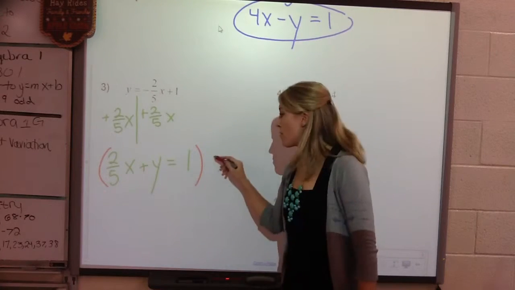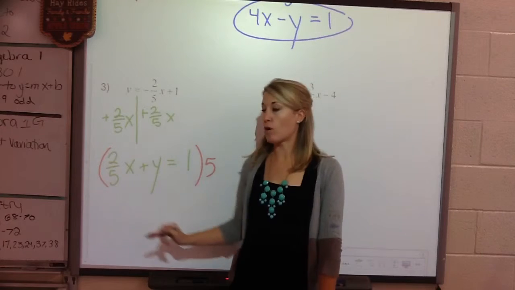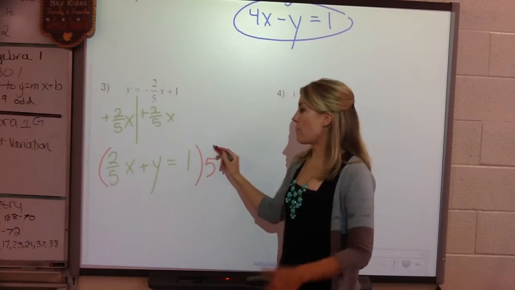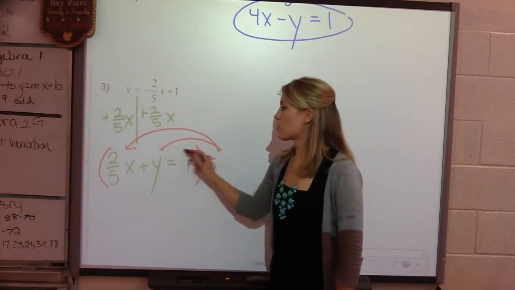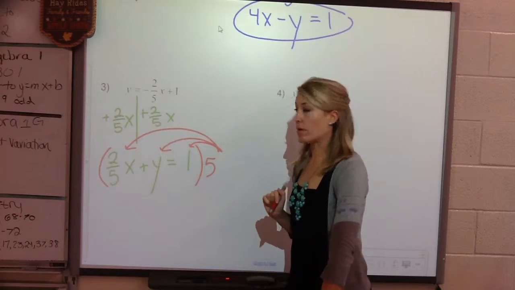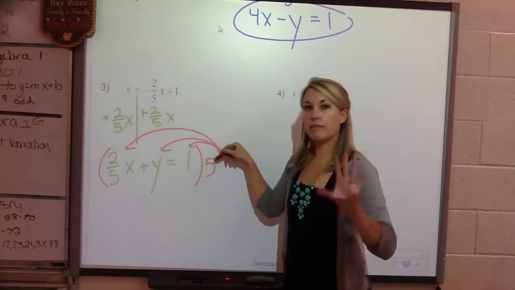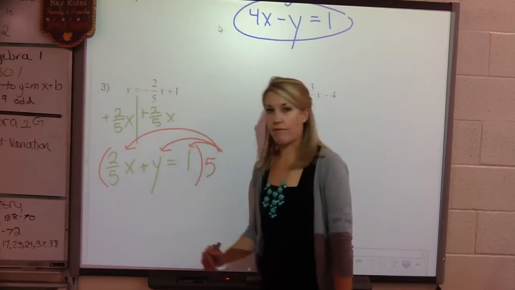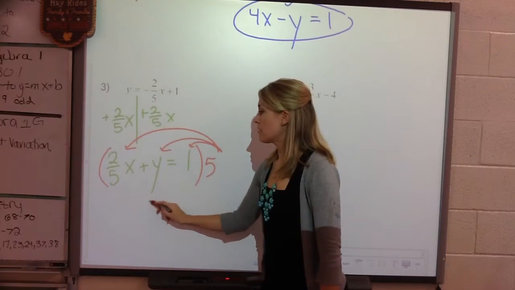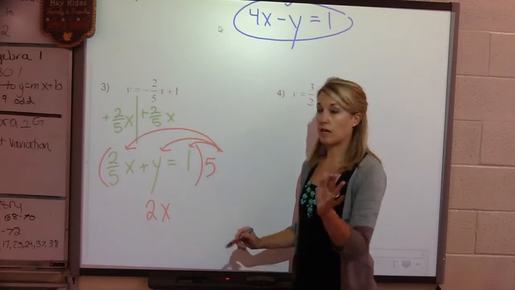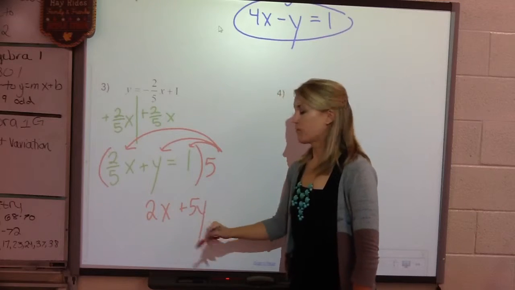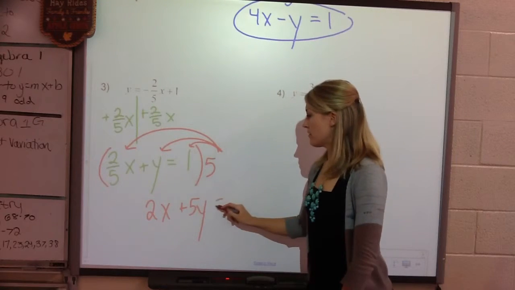I'm going to distribute. Now I'm distributing from the back only because I'm running out of room on my smart board. If I get rid of divide by 5 by multiplying by 5, hopefully this will work. You distribute that 5 to everything. Now again, fractions times a whole number. 2 times 5 is 10 divided by 5. 2 times 5 divided by 5 is 2x. So that got rid of the fraction. 5 times y is 5y. And then 1 times 5 is 5.